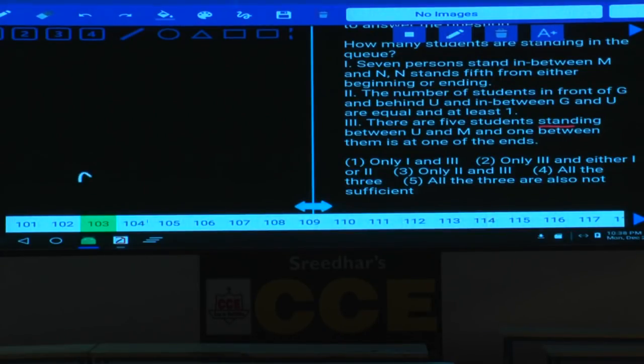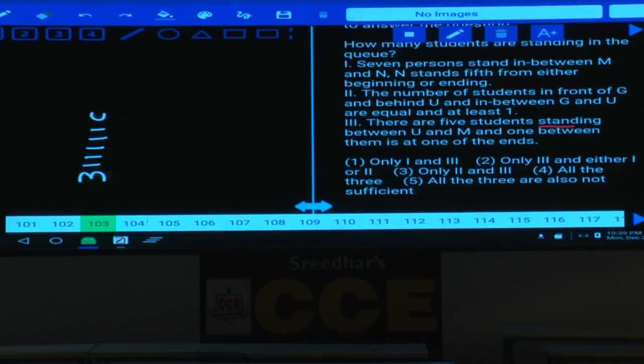Now I am fixing M at this place. If M is here, then there are 5 students between U and M, 1, 2, 3, 4, 5, and this is U, isn't it? If this is U, how many persons are there in between M and U? There are 5 persons between M and U. Then how many persons are there after U? As of now 6 persons are there.